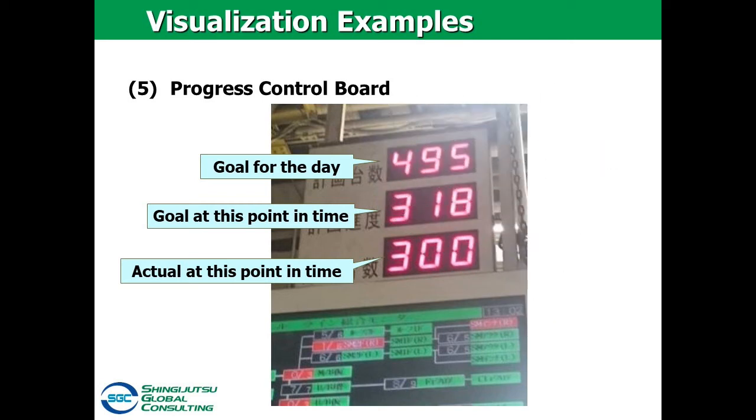Progress control boards display the plan number, the target for the day. It also displays the planned progress, the target for this point in time, and the current achievements, which is the actual amount produced at this point in time. This board is mainly used for conveyor lines, press lines, and automated process lines.